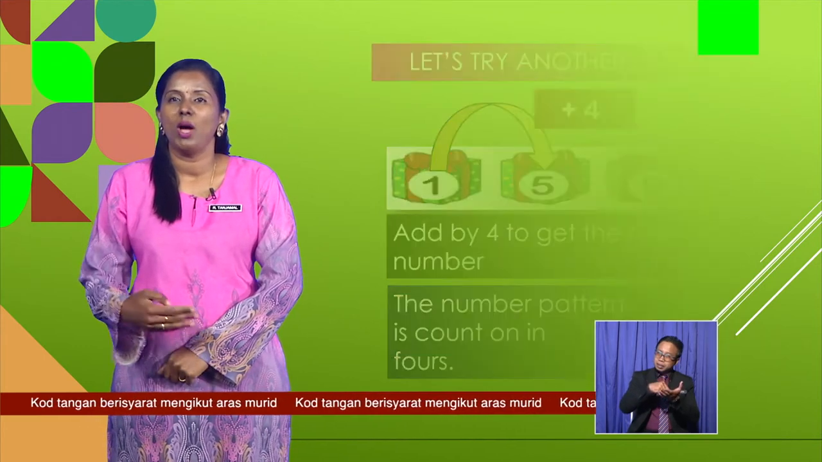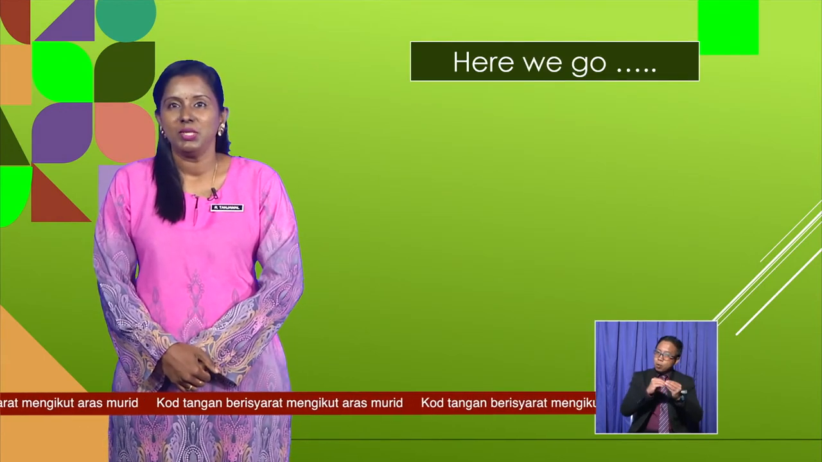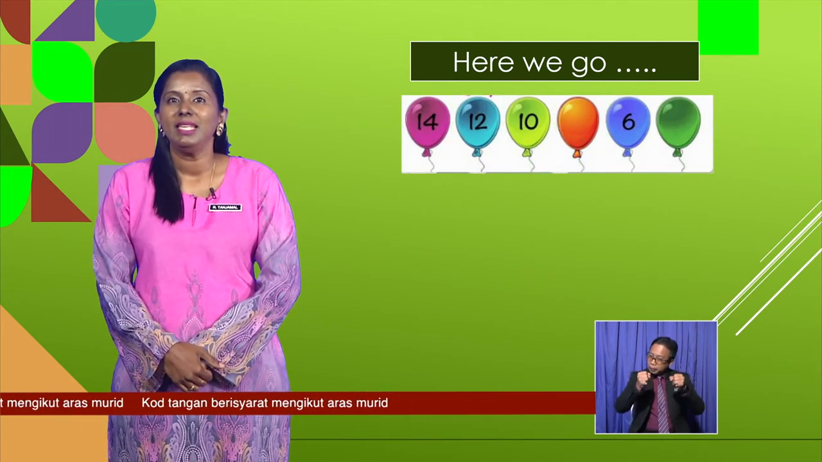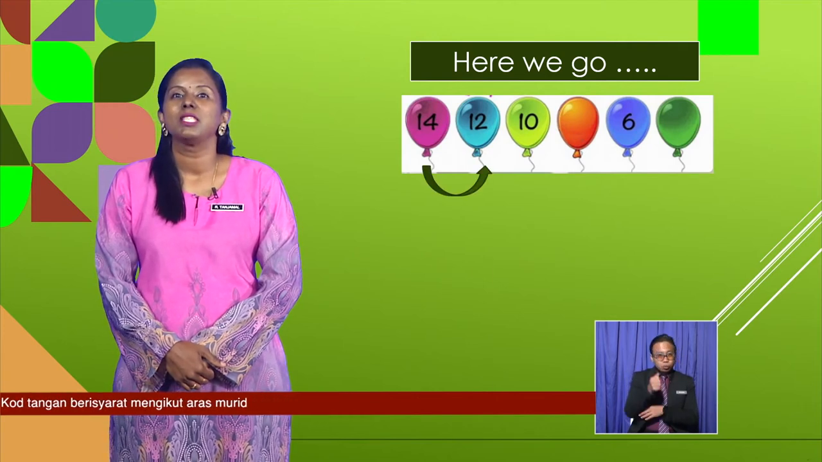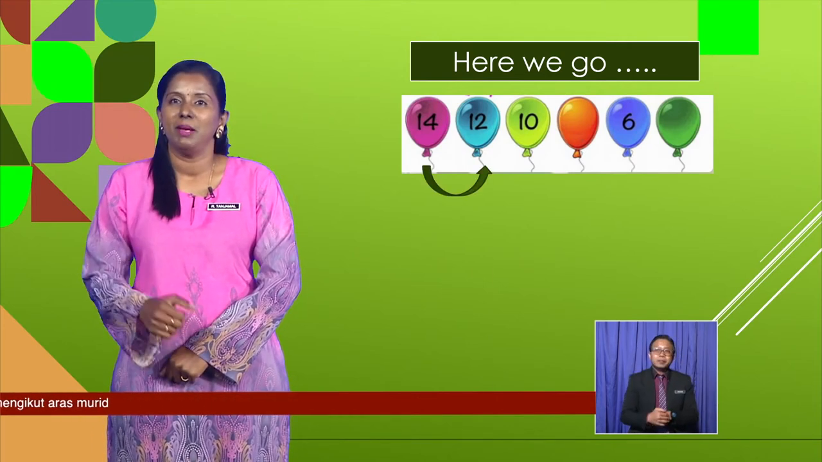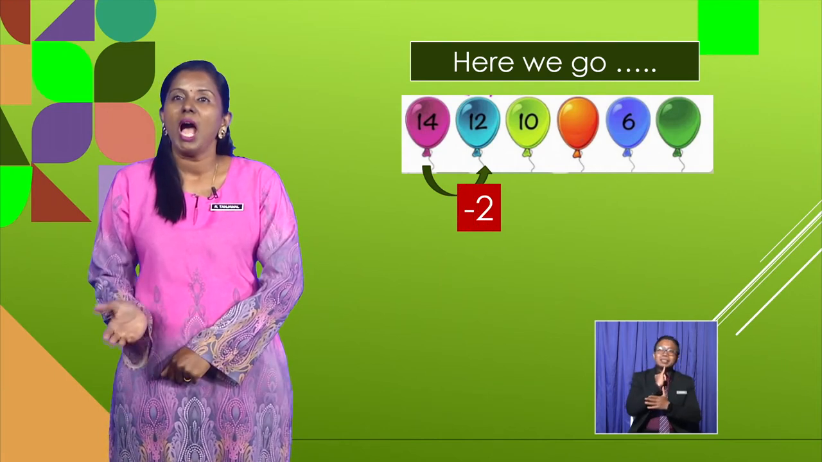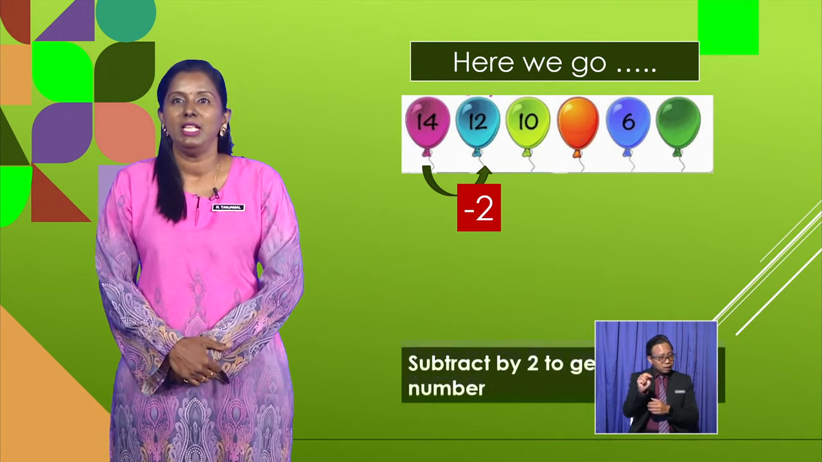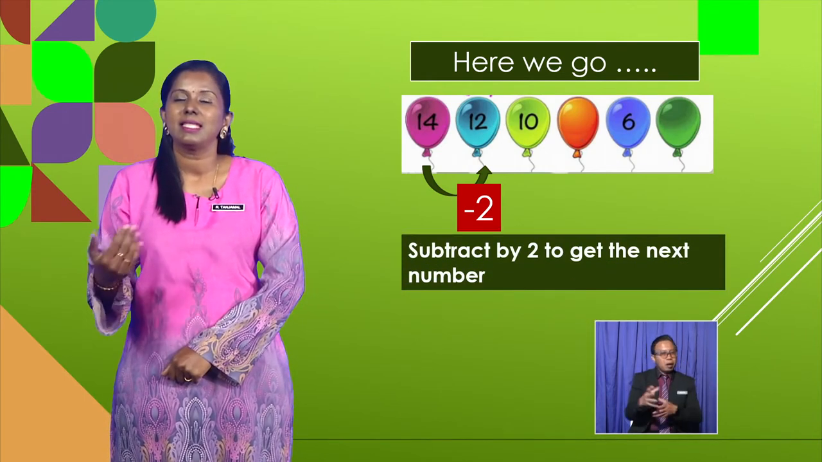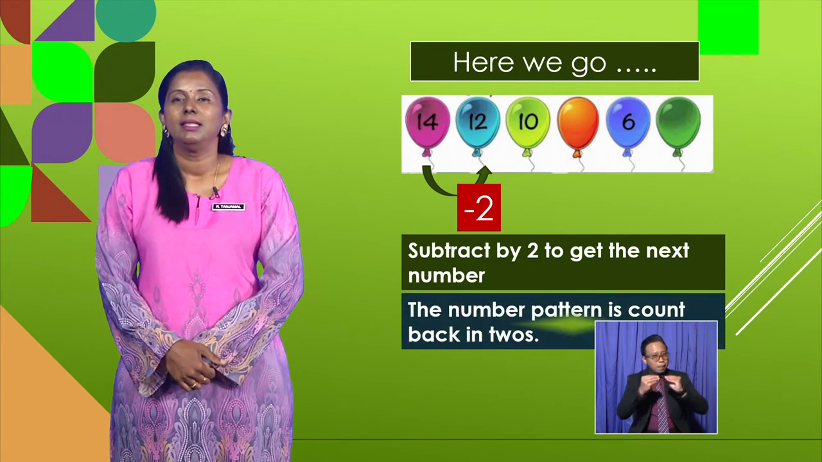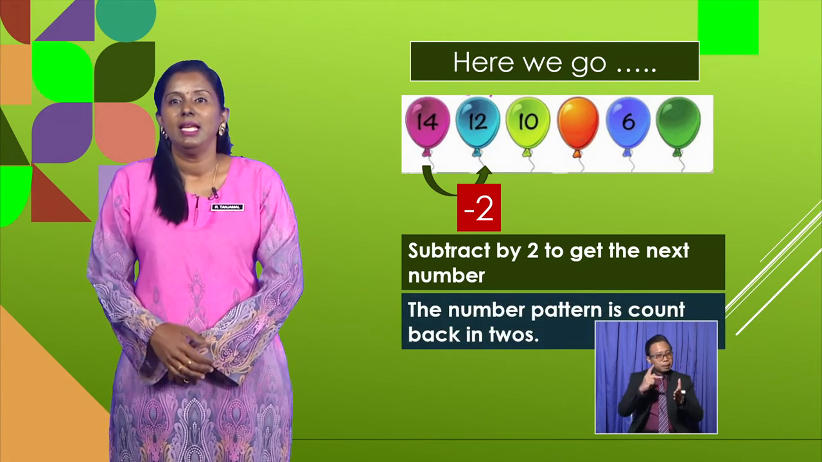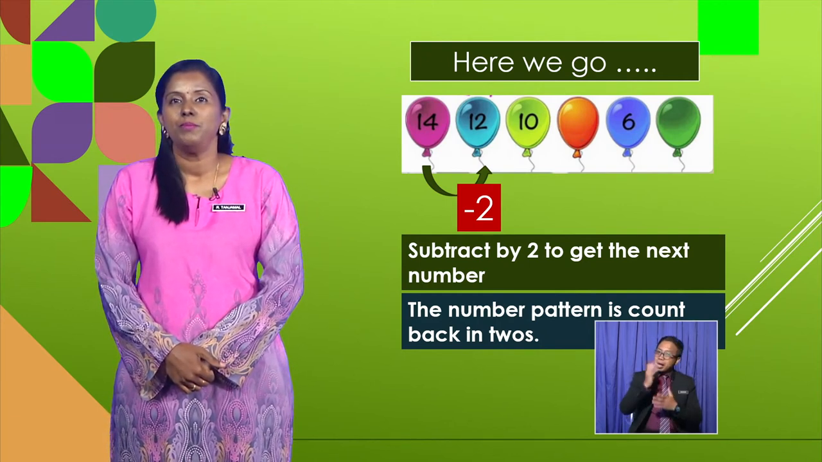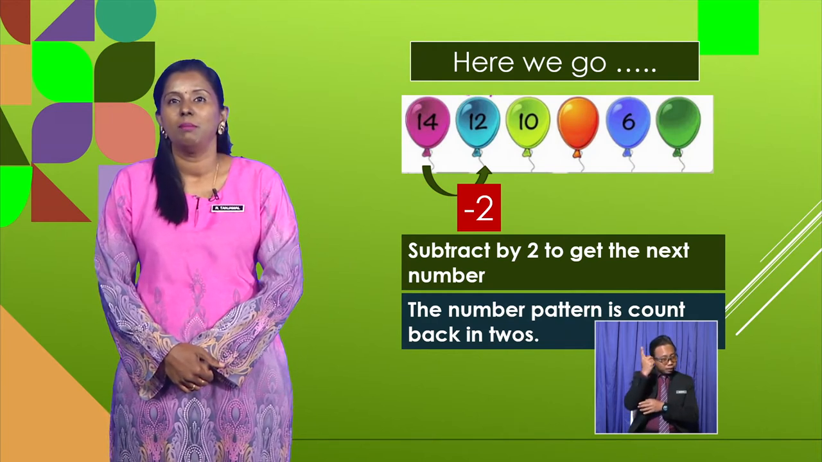Here we try one more pattern. Can you see any difference in this number line? Yes, you are smart. This number pattern is count back in twos. You need to count back in twos to get the next number. The number pattern is in descending order. I hope now you understand well about number patterns.